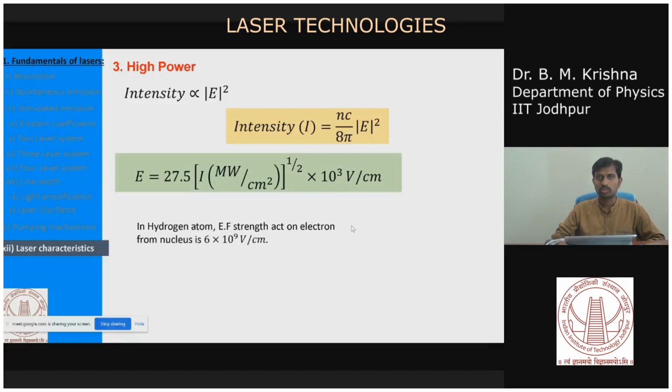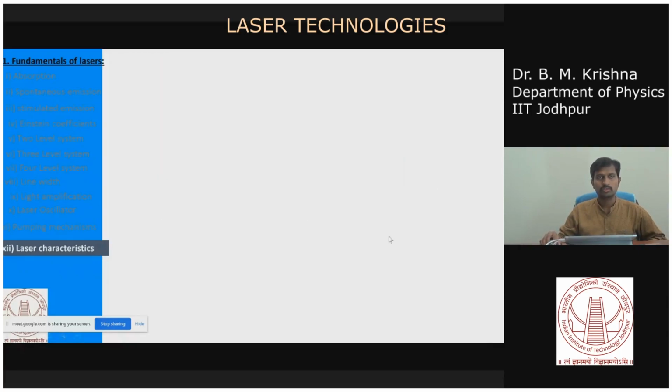For example, you want to remove the electron from the material. Okay, so all this requires high electric field strength. So now accordingly you can calculate what electric field strength you require to make a transition or any kind of nonlinear process. So you can estimate the electric field strength using this formula. If no questions, we can continue.